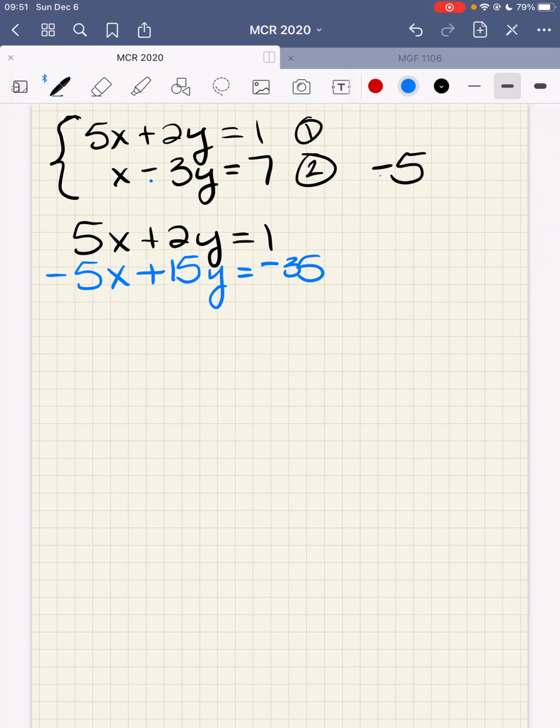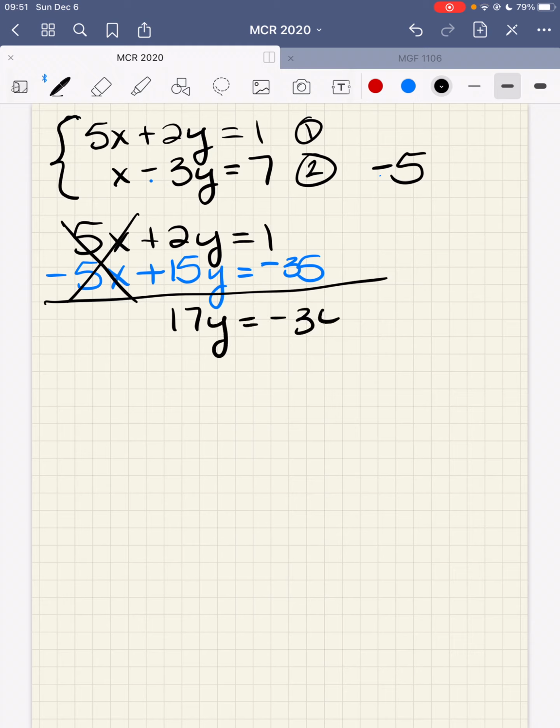Let's go ahead and add everything together. So my 5x's cancel, that's what I wanted. I have 17y is equal to -34. And then I got to divide both sides by 17. Right? So we got 34 divided by 17, which is 2. And positive over negative is a -2. So y is equal to -2.